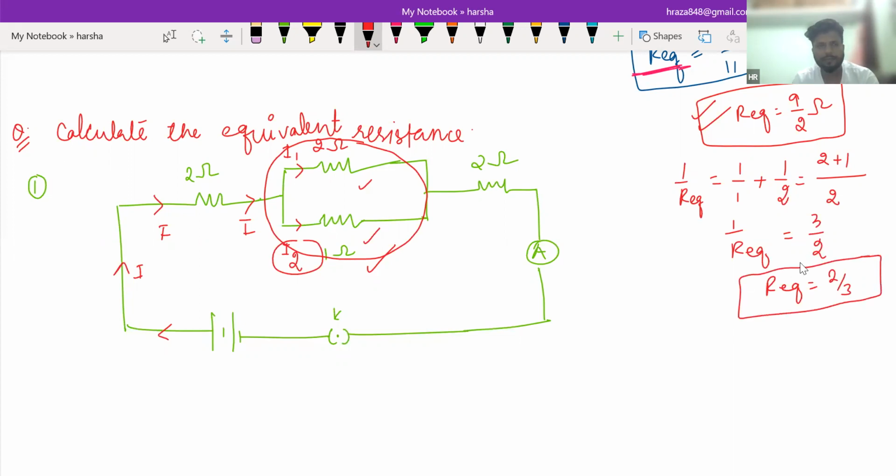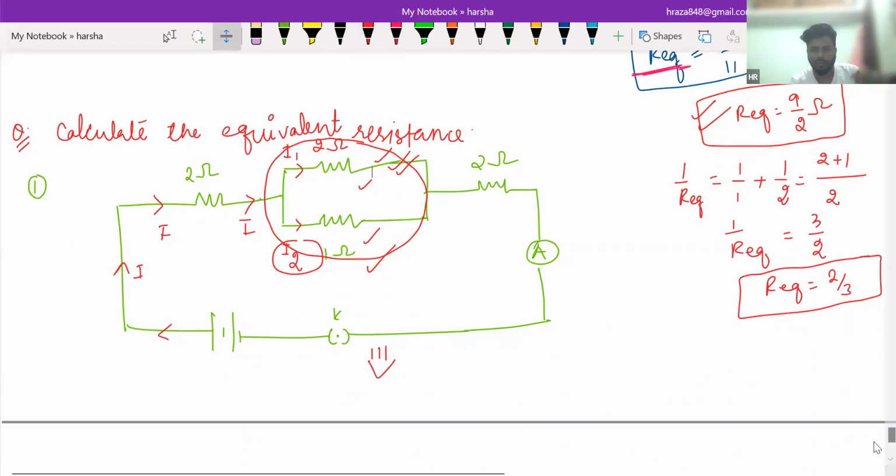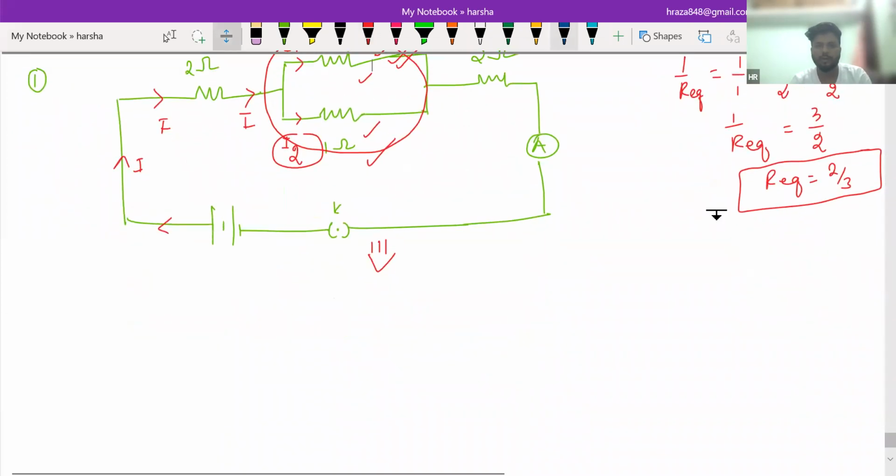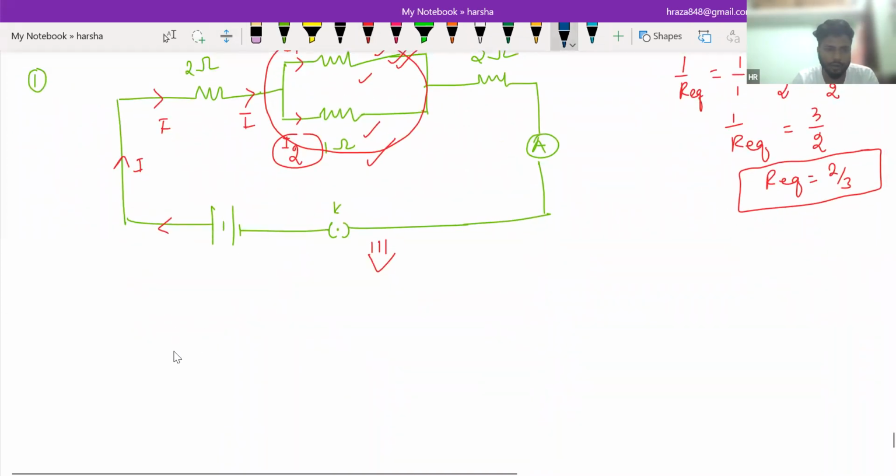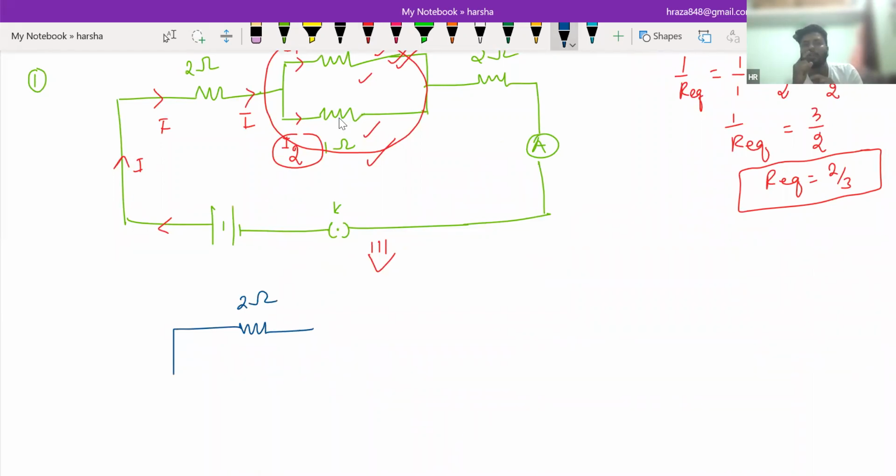I just calculated the R equivalent of this parallel one only. Now I'm going to make another diagram after solving this parallel resistances so that it will be more clear to you. Now going to again draw it to make it more clear to you. This is 2 ohm. Now after solving this 2 ohm and 1 ohm in parallel, it will become like this, and this is basically 2 by 3 ohm.